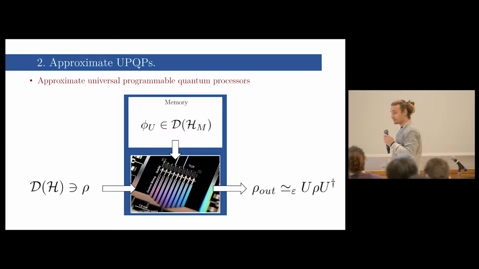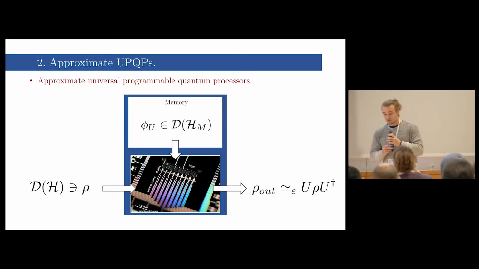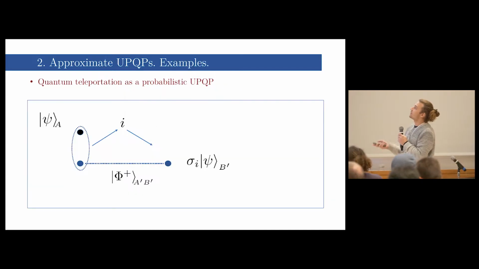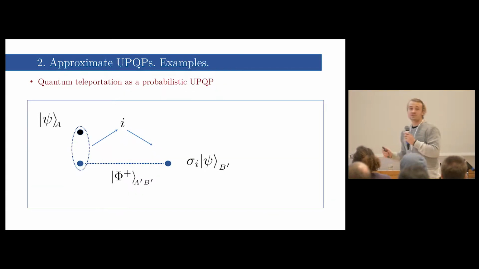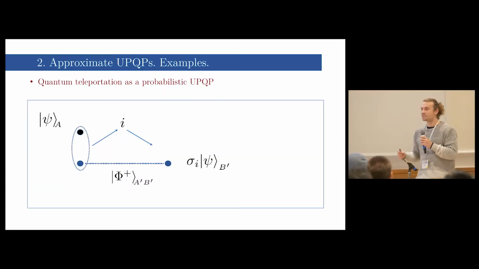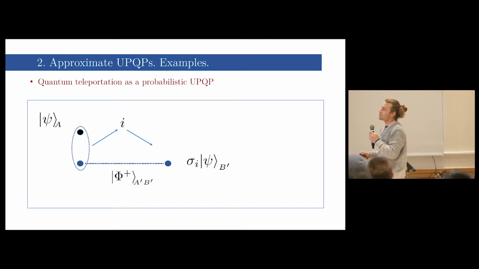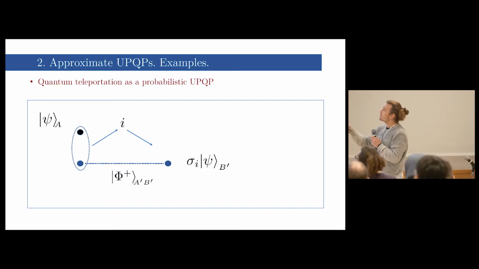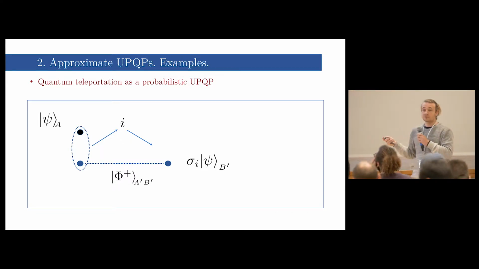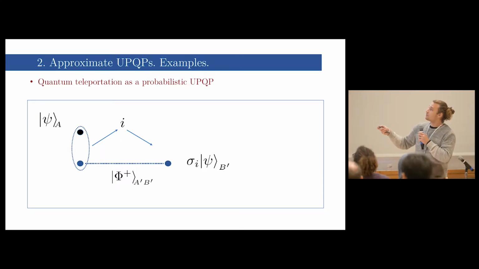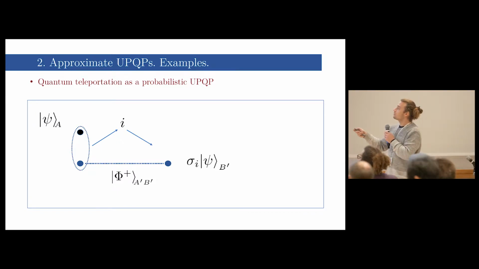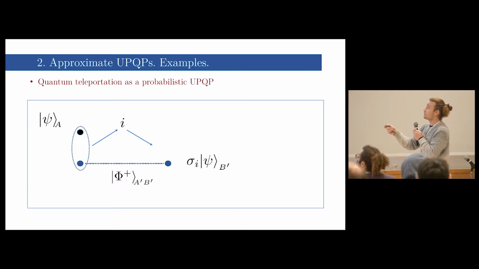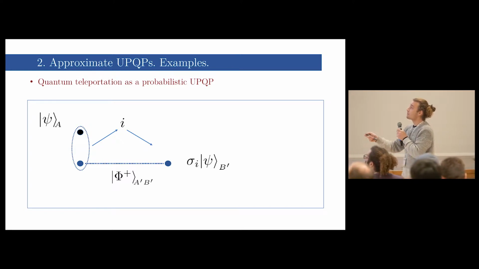To show that this new notion of approximate UPQPs is not empty, I will show you just a couple of examples. The first example comes from considering the standard protocol of quantum teleportation. In quantum teleportation, we have two agents, Alice and Bob, and they want to communicate some quantum state psi without using directly a quantum channel. They just use a classical channel to send some information and some entangled resource.